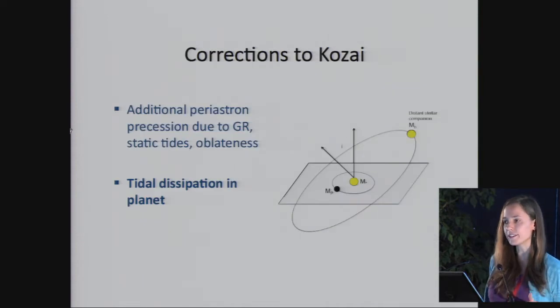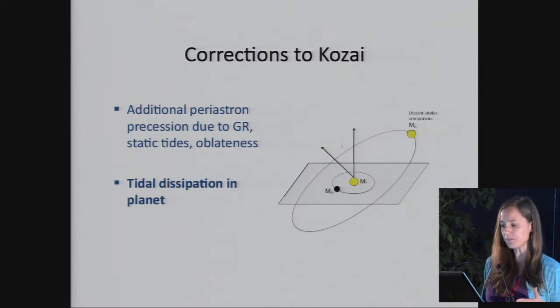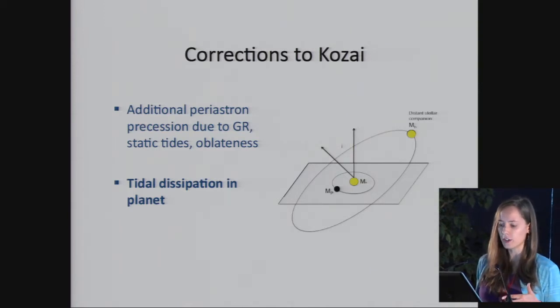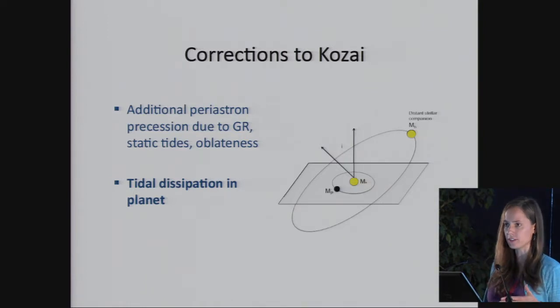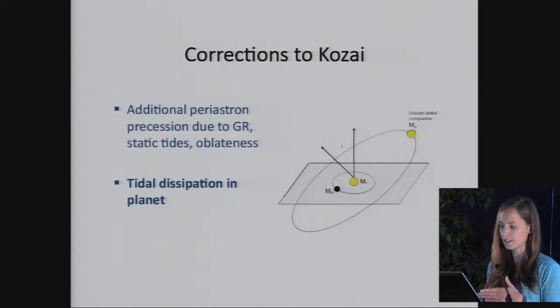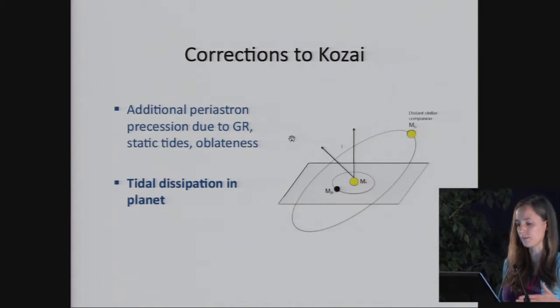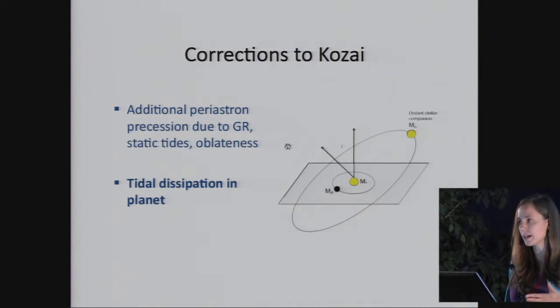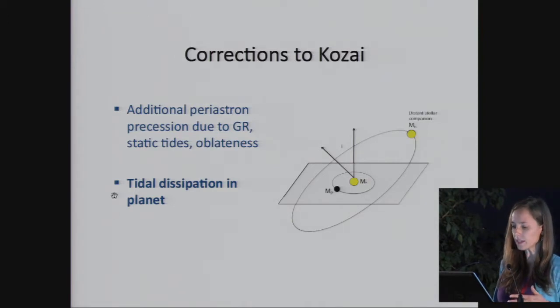Now in reality, there's a lot more than Kozai going on. So there's additional periastron advance due to short-range forces during these high eccentricity phases. So the most important one being GR, but also static tides and stellar and planetary oblateness. And then, most important for producing a hot Jupiter is tidal dissipation within the planet.